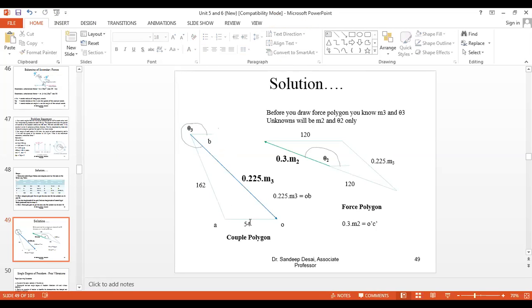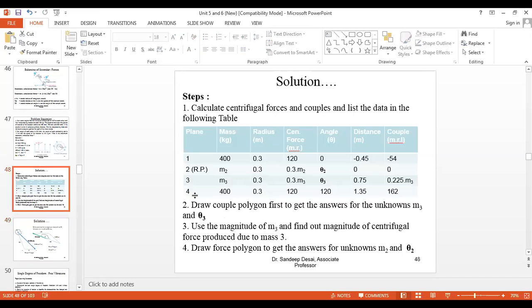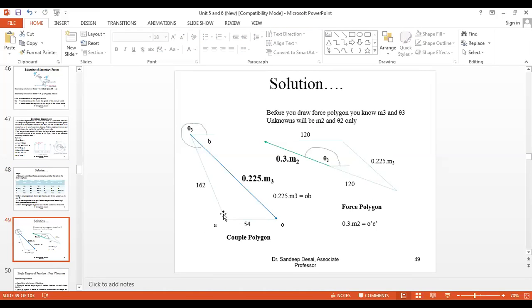O to A is minus 54, angle is 0. You can refer to the table. The O to A vector is minus 54, so towards the left, angle is 0. Then after that, this is 0, so not required to plot it. Magnitude is 0, direction is not known, but since magnitude is 0, there is no question of direction. This is unknown, so don't plot it right now. Whatever is known, go to that point. So it is 162, so let us plot 162.